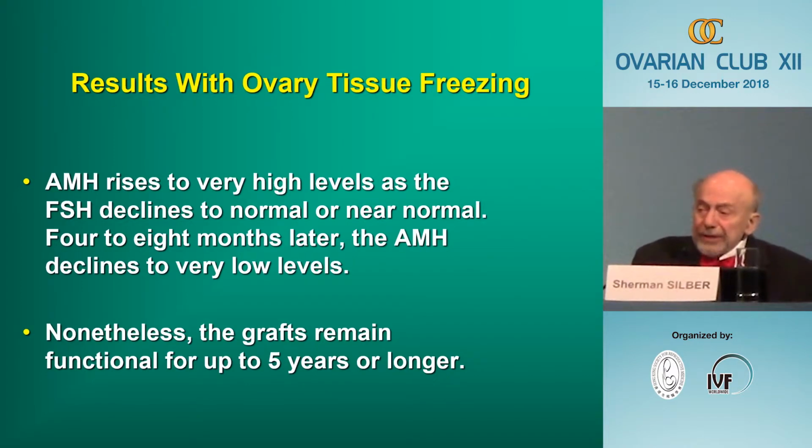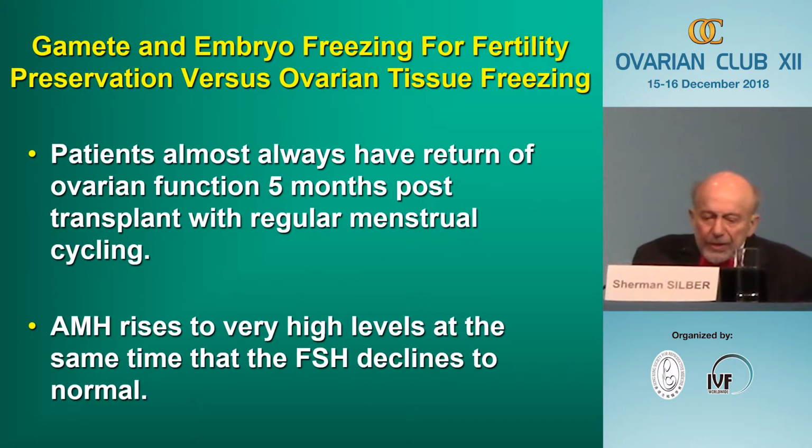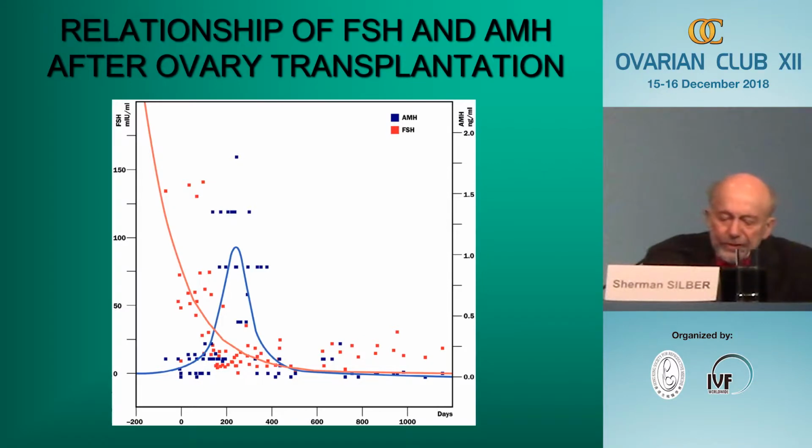So, as I said the other day, after the transplant, the AMH rises to very high levels as the FSH declines to normal or near normal. But nonetheless, with severely depleted ovarian reserve, these grafts remain functional and last for 5 years or longer. So the patients almost always have return of hormonal function 5 months post-transplant and fairly regular menstrual cycling. And this is the summarizing graph that Helen Skoletsky from MIT, who does all of our statistics, drew, just to put them all together, where the FSH comes down and the AMH goes up.